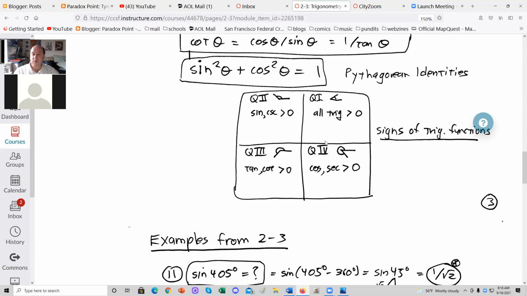For example, in the first quadrant, when you have an acute angle, all trig functions are positive because x and y are positive, and so are their ratios. Here in the second quadrant, where we have obtuse angles, y is still positive, but x is negative, so sine and cosecant are positive, but the others are negative.